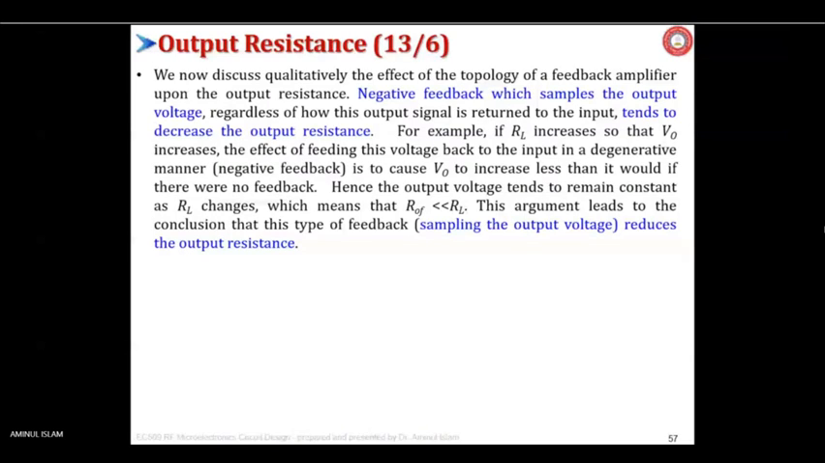Now, output resistance. We were discussing input resistance. Now we'll discuss the impact of the feedback on the output resistance. Whether it will be increasing or decreasing, etc. There was a table you have seen, but some discussion is also needed.